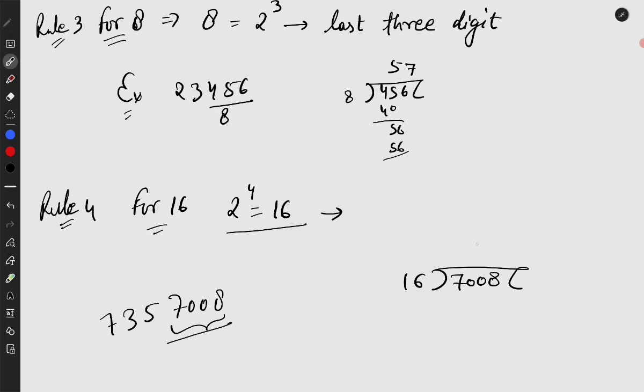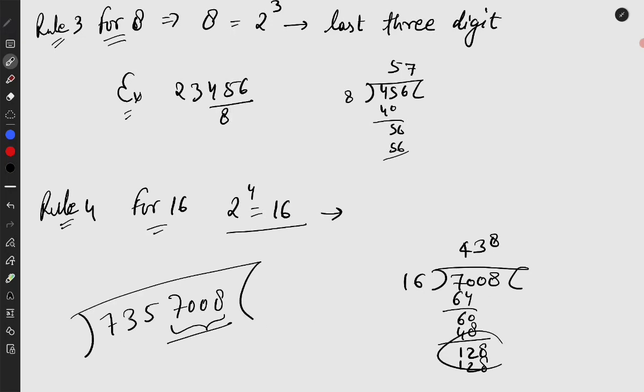Let's check it. 16 times 4 is 64, we get 6 remainder. 16 times 3 is 48, we get 12 remainder. And 16 times 8 is 128. So the number will be divisible by 16. Hence, this number will also be divisible by 16. Is that clear? Now, here's the bonus point. If a number is divisible by a higher power of 2, like 8 or 16, it's automatically divisible by all the lower powers, like 4 and 2.